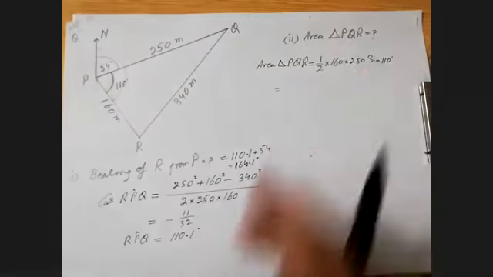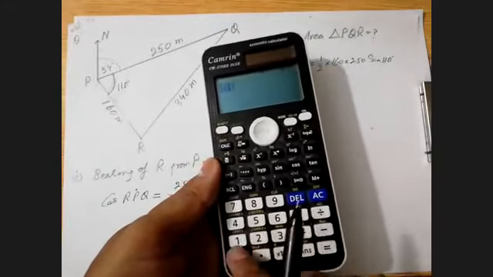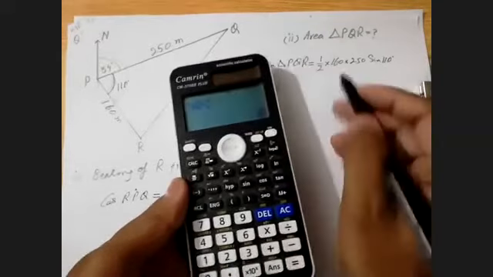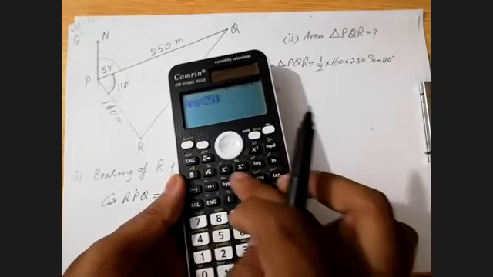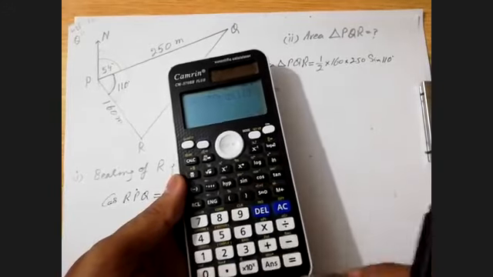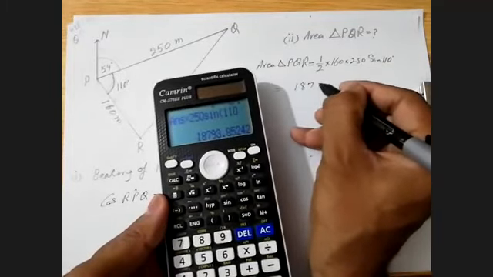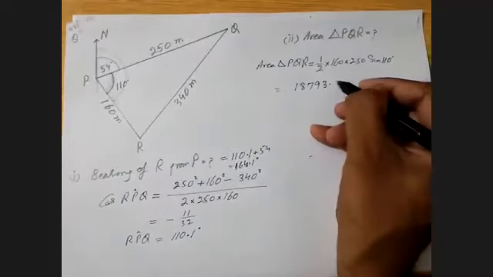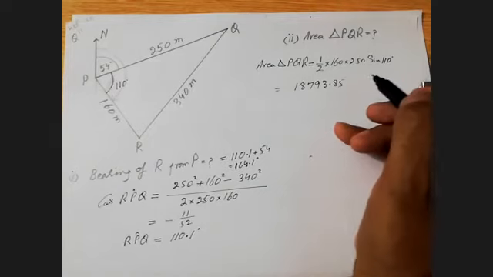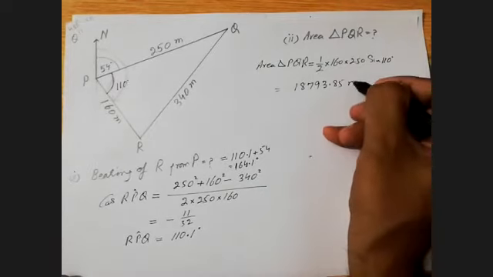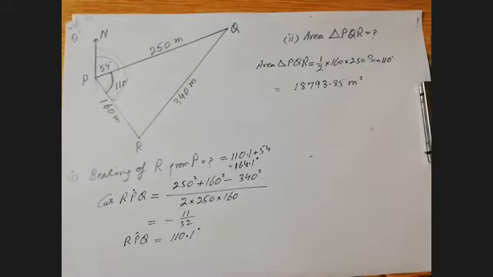Now I am going to calculate 80 multiplied by 250 into sine of 110. So I got the answer 18793.85. So this is the answer in meter square. I hope that you have understood this part also.